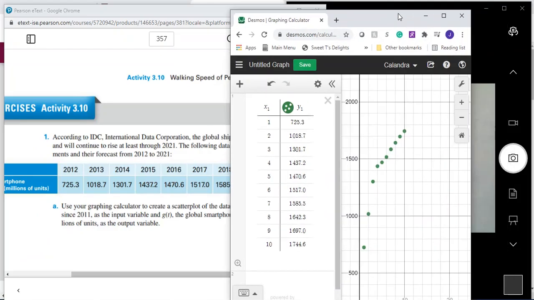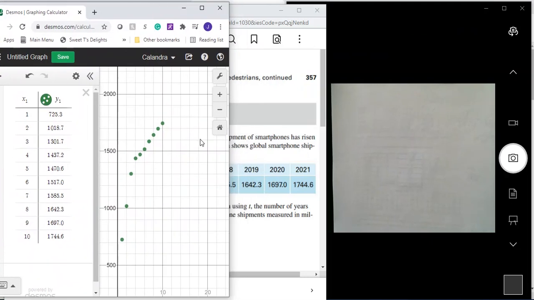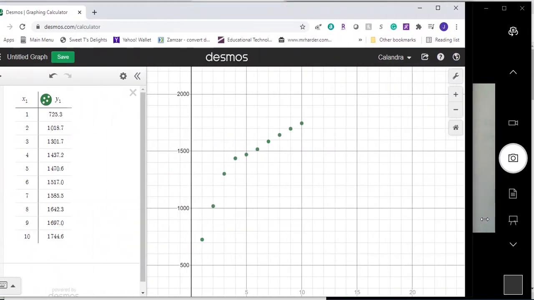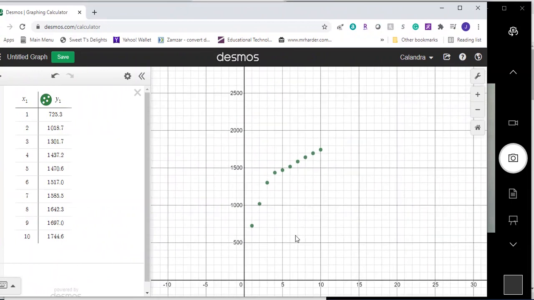Okay, now that we took care of that, let me just expand this out so you can see what it really looks like. So as you see here, this is the expanded version of our graph.